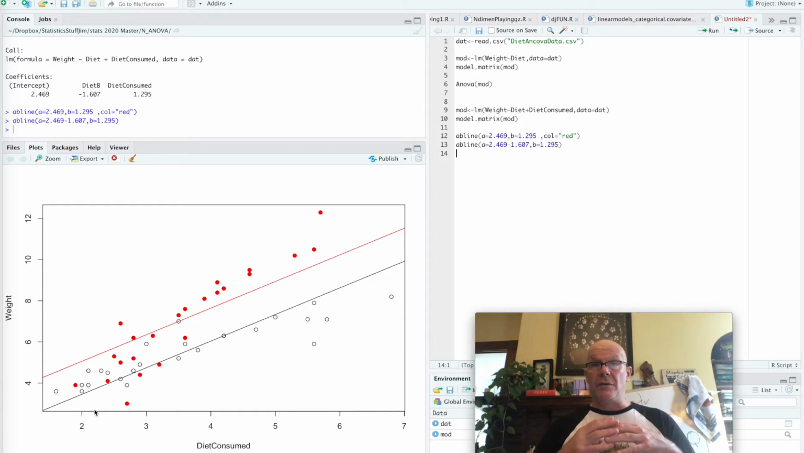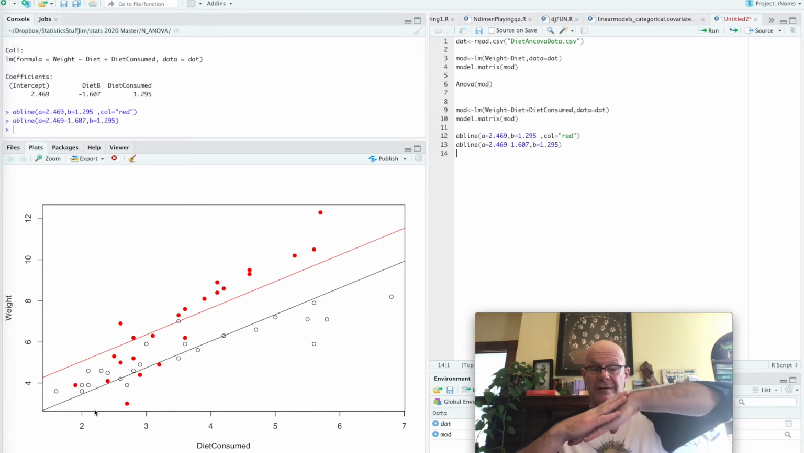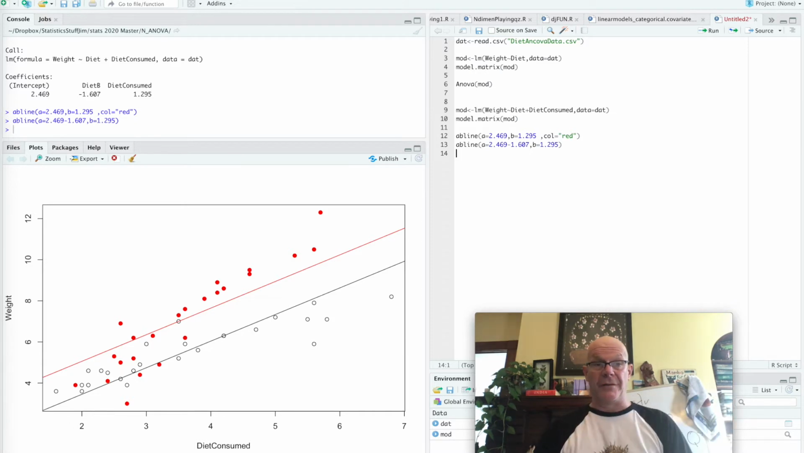And so if you notice, what's happening here is the slope of the lines are staying the same, but the elevation of the lines is different. And so this is, on average, the black line here is 1.607 less than the red line, no matter where you are on this red line. So you can have individuals that weigh a lot, that ate a lot, but you're always going to weigh less when you're on diet B compared to when you're on diet A.